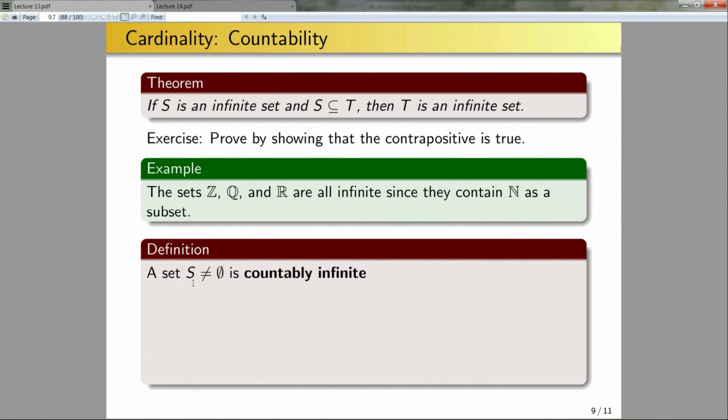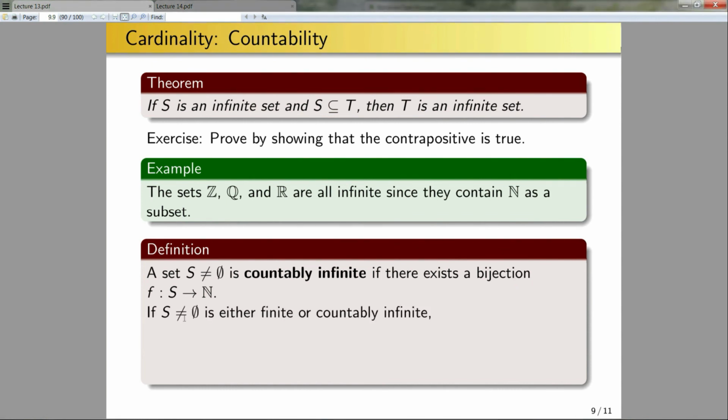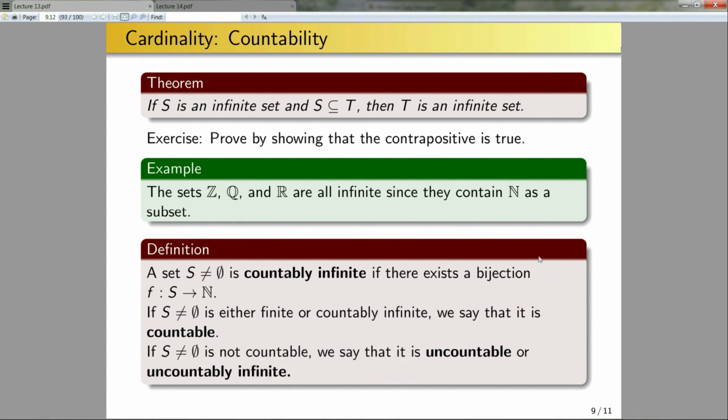A set S that's not the null set is called countably infinite if there is a bijection from S to N. Note that here it's not sufficient to simply be an injection. You actually have to be a bijection to be countably infinite. If a non-empty set S is either finite or countably infinite, we say that it is countable. Next, if a non-empty set is not countable, then we say it is uncountable or uncountably infinite. So there's kind of a natural question. Are there such sets? Well, I'll leave that as an unanswered question for now, and we'll talk about it later.